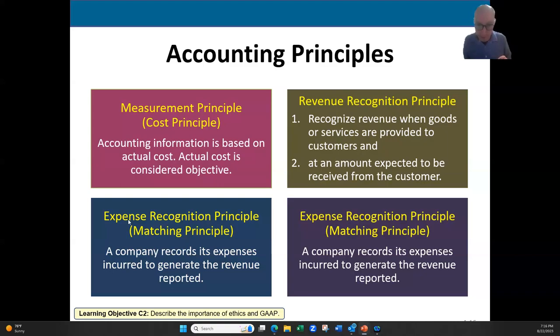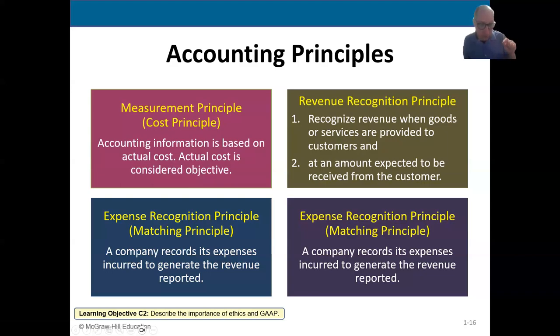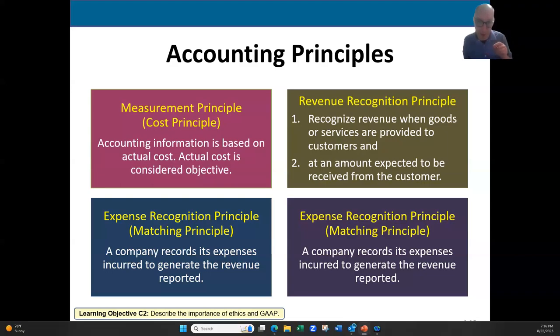The last one is actually called, and I'm sorry that the slide seems to be messed up, but it should be called the full disclosure principle. It's the last accounting principle, the fourth one. It's called the full disclosure principle. And that is that the company reports all the detail from those transactions to its users to make decisions. In other words, full disclosure principle means that we report our income statement, balance sheet, statement of cash flows, and statement of retained earnings to our decision makers. That includes internal and external stakeholders. So that's full disclosure.